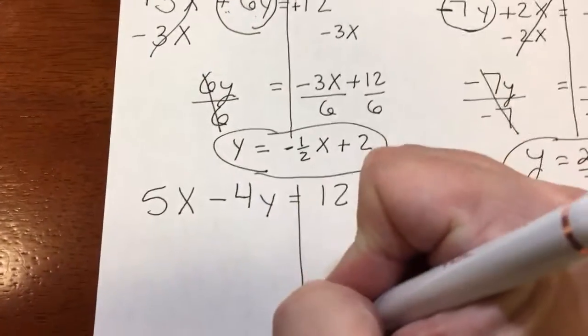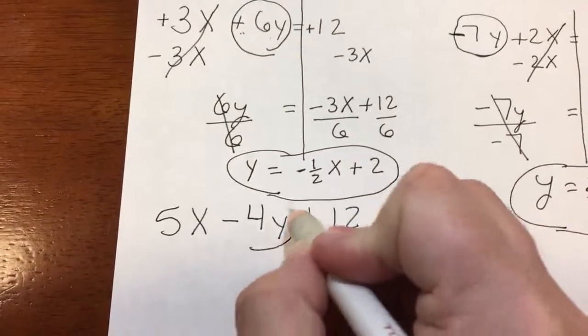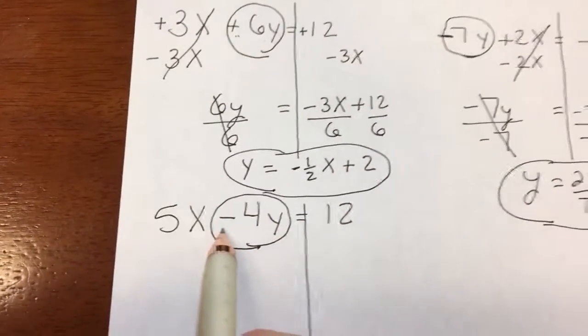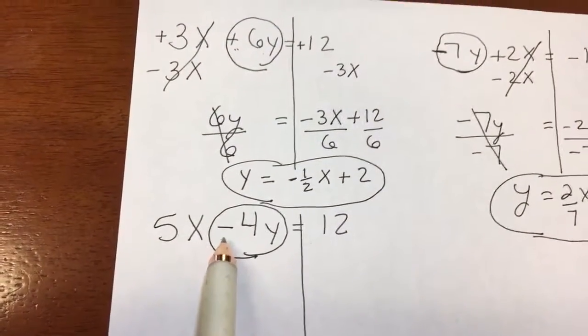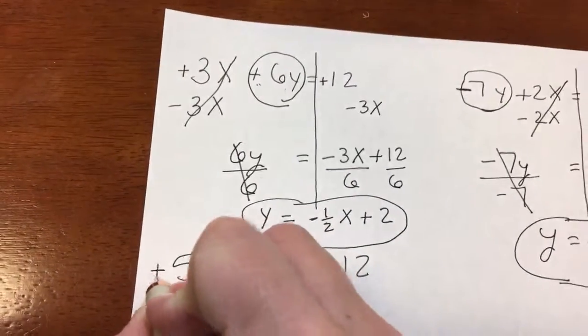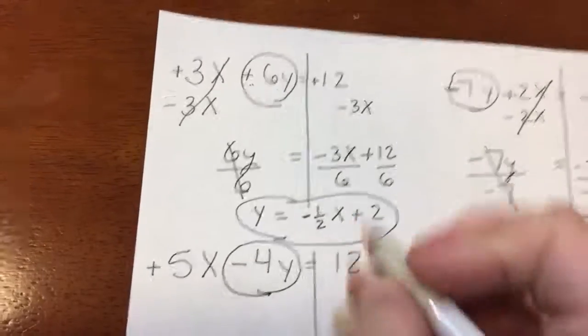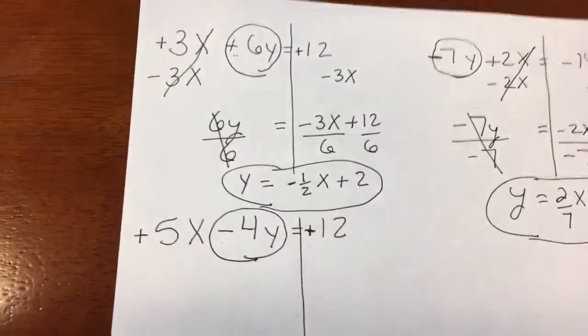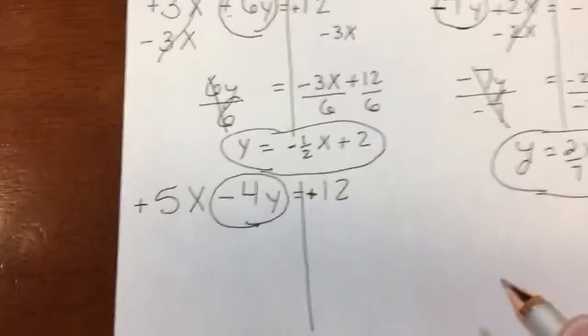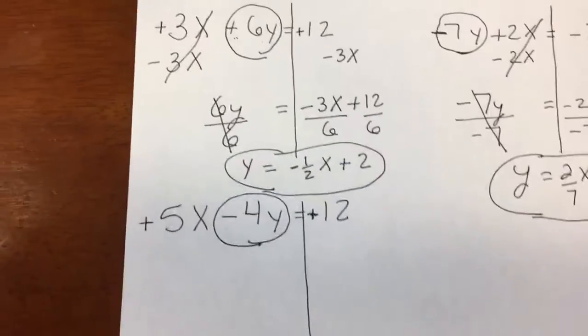I'm going to divide my equation in half. I want my y on the left. I'm going to circle everything that goes with the y. That minus sign goes with the y. This is a positive 5x. It's just we don't have to write the positive. And this is a positive 12, but we don't have to write the positive. I'm just putting it there to kind of help you see when you do the opposite.